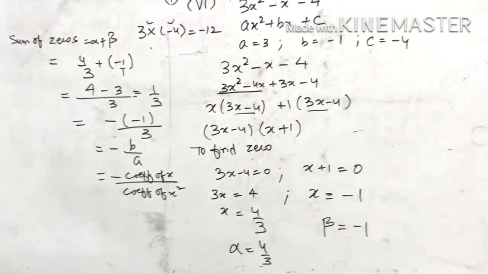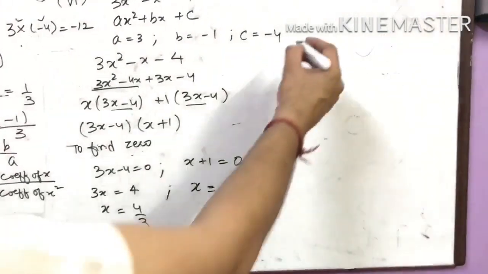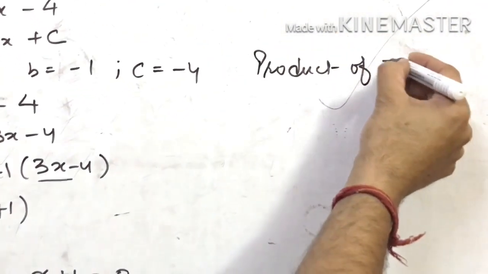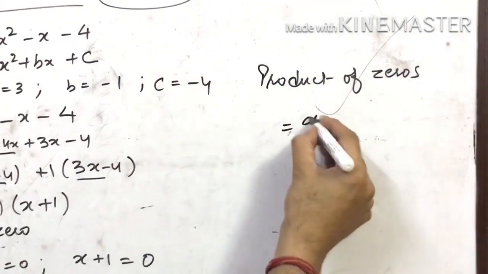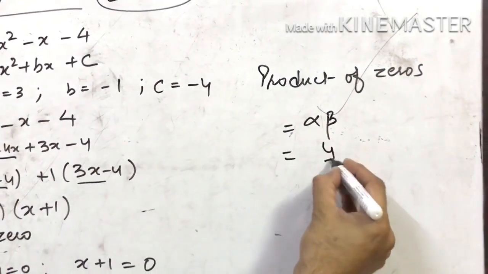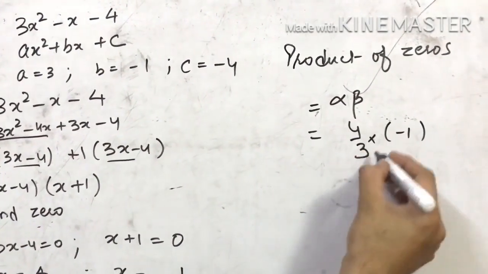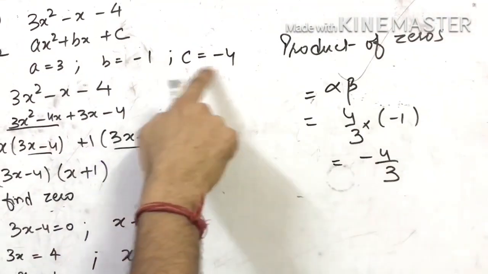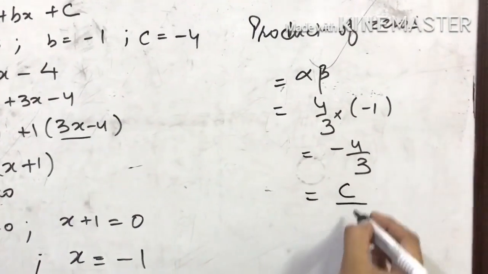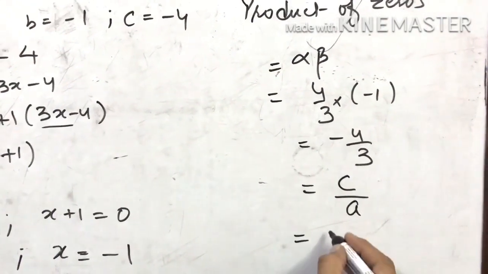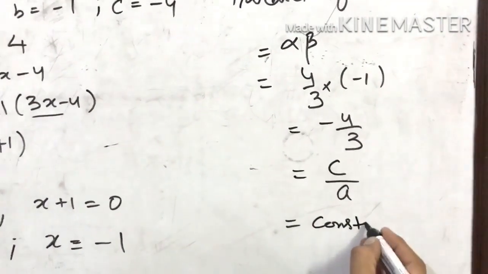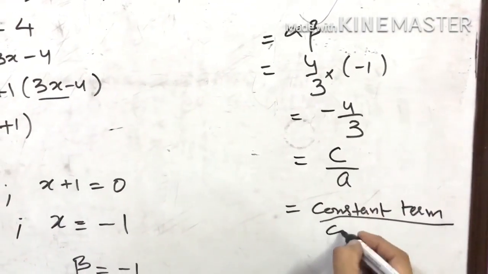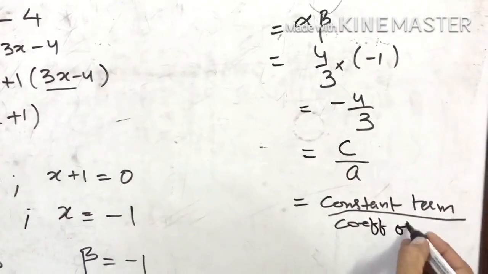Now the second part is, you have to verify the second relation, that is the product of zeros. So the roots are... now you can see minus 4 is the value of c, and 3 is the value of a. So it is the constant term over the coefficient of x square.